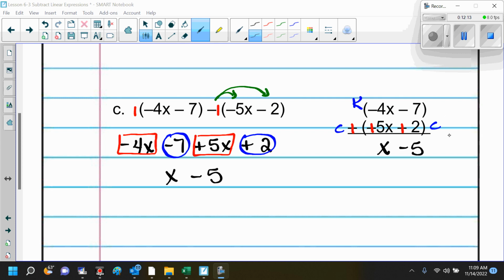Now, if you did the stacking method, you're going to keep, change. So you keep the first expression, the subtraction becomes addition, and everything inside this parentheses becomes the opposite. So that negative 5x becomes a positive 5x. This negative 2 becomes a positive 2. And now we've got negative 7 plus 2, that's negative 5. And negative 4x plus a positive 5x, that's x. And we get the same thing.